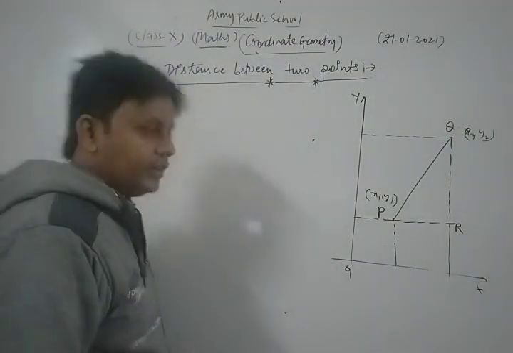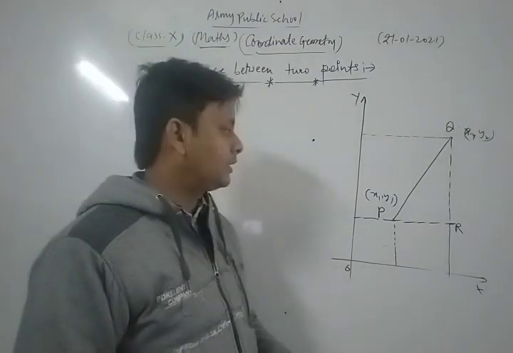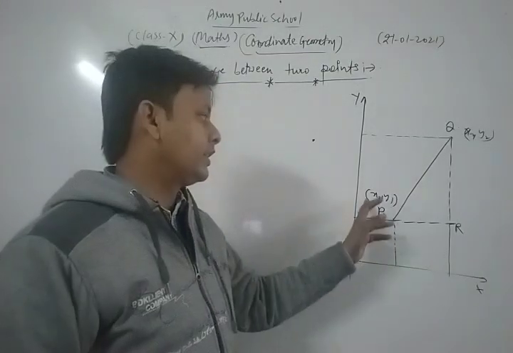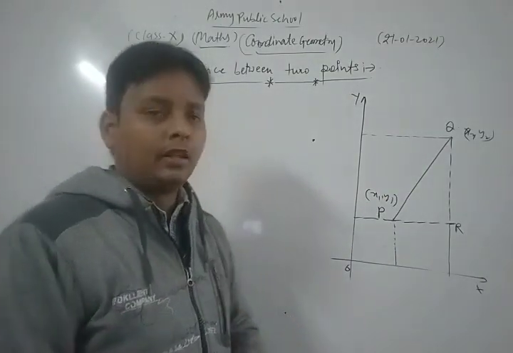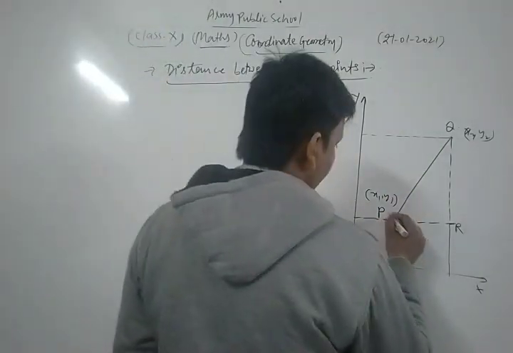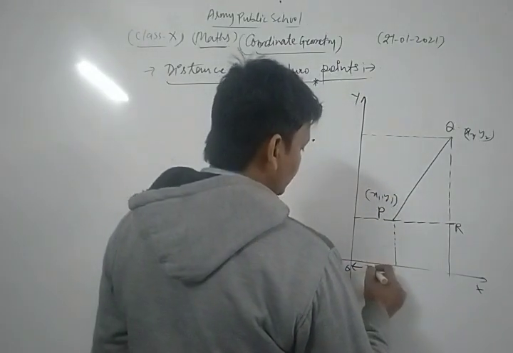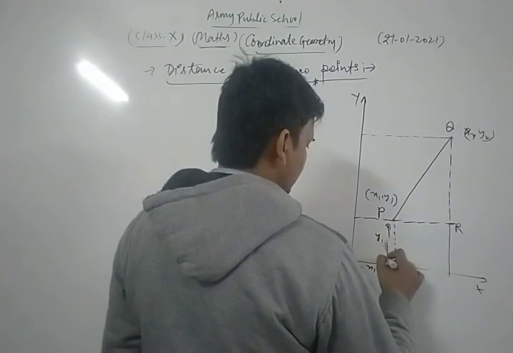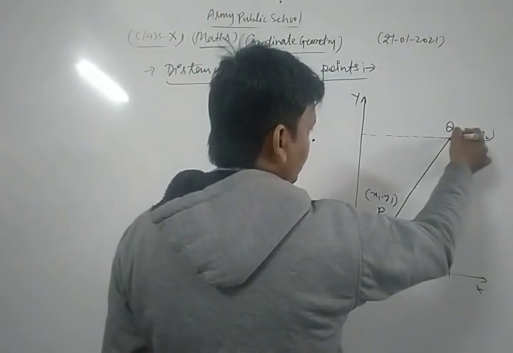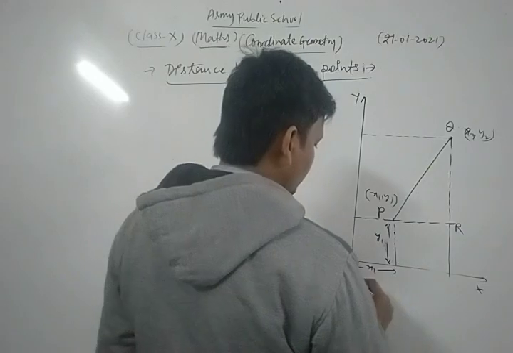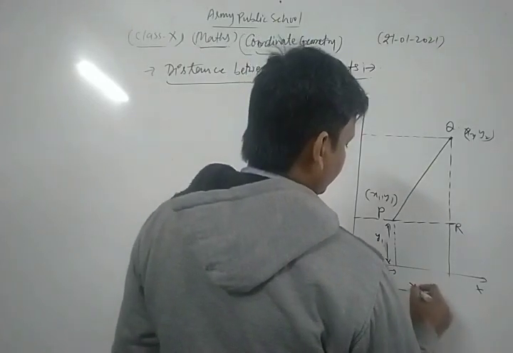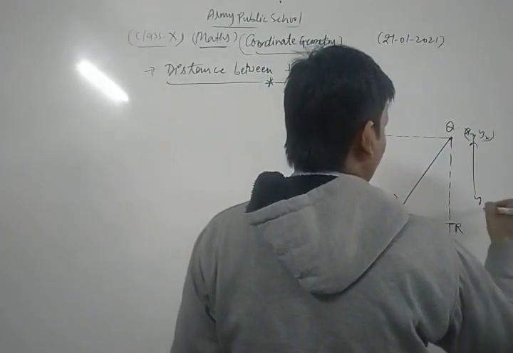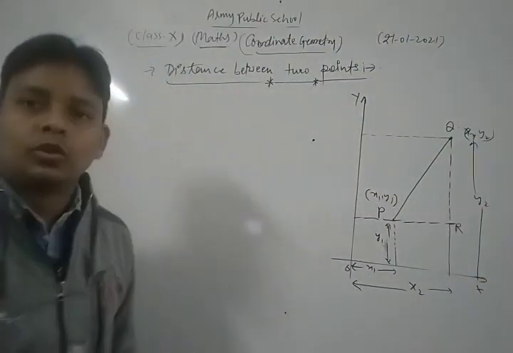Now dear friends, from the figure, let us consider 2 points P and Q, and the coordinates of these 2 points are x1, y1 and x2, y2. The coordinate of P is x1, y1. So this is x1 and this is y1. Similarly the coordinate of Q is x2, y2. So this is x2, and this is y2.